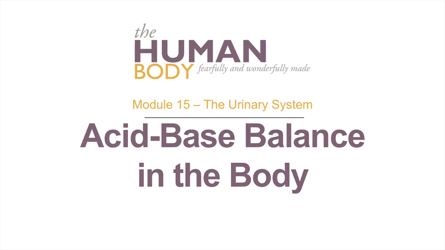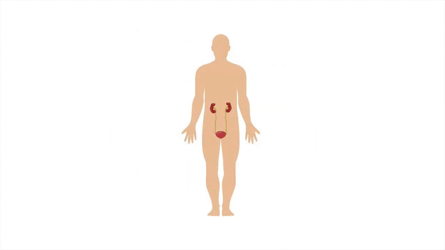Module 15, the urinary system, acid-base balance in the body. It's now time to discuss the details of how the urinary system controls pH of the blood. You already know that proper blood pH is critical for many body processes.